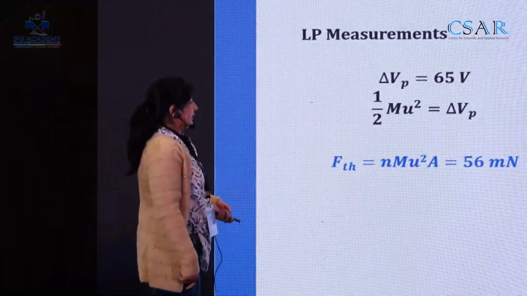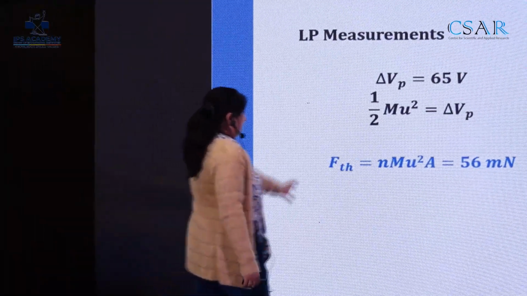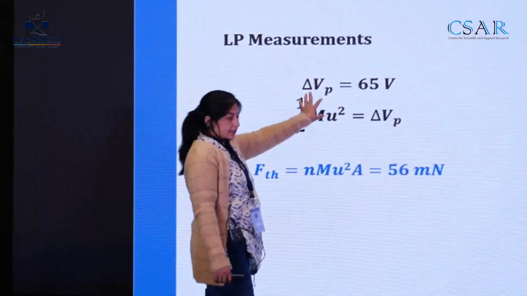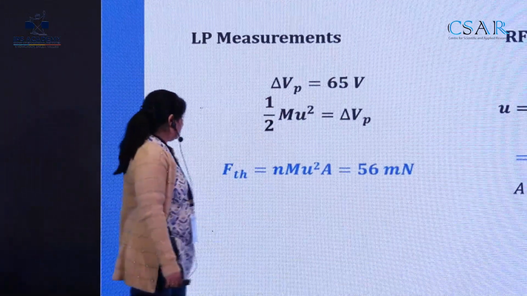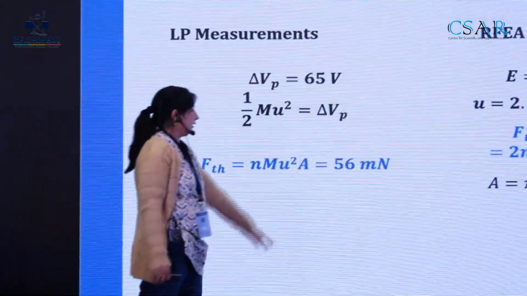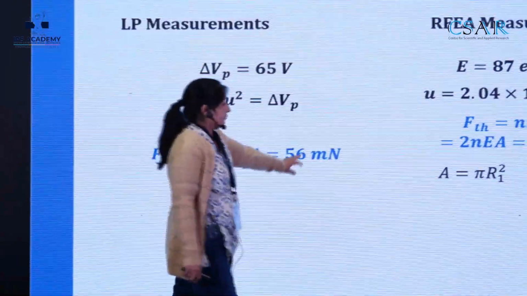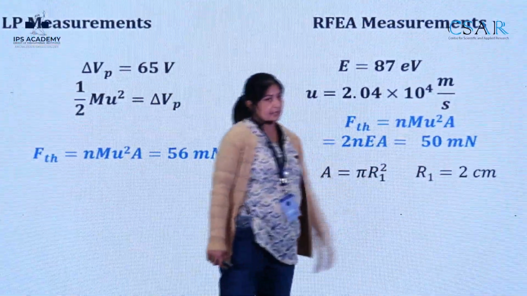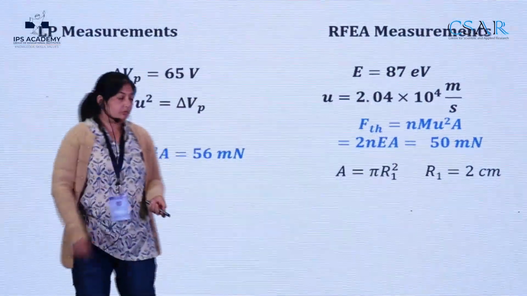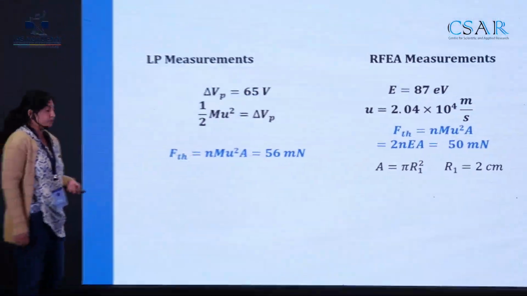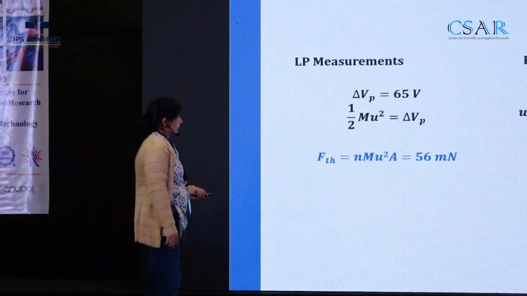When we translated these potential differences measured from the Langmuir probe into a thrust calculation, we can see about 56 millinewton of thrust can be generated. And similar numbers were obtained from ion energy calculations. So these are good numbers in terms of plasma thruster performance.